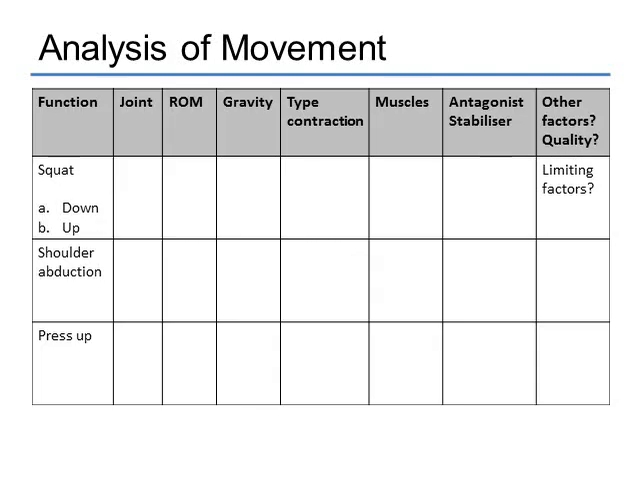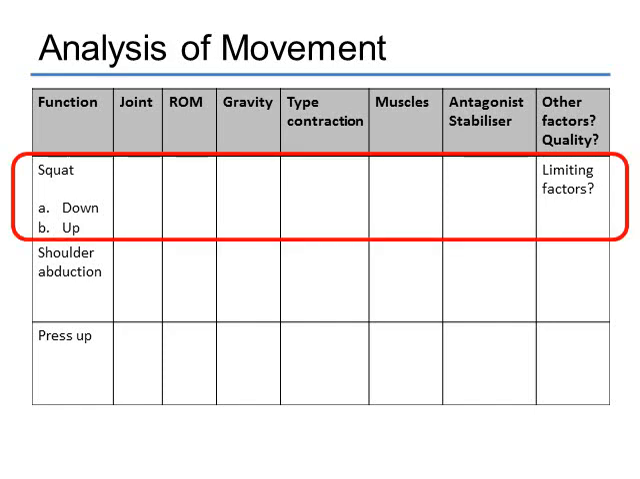So when we talk about analysis of movement, what does that mean? I guess this is where you'll start to learn. This table is going to be embedded in your minds in the next few weeks. It is to break down the types of things that we want to find out when analysing a movement of any sort. The first you can see there is the function. The function is, for instance, the squat, and you can see that that's been split up into the down phase and the up phase.